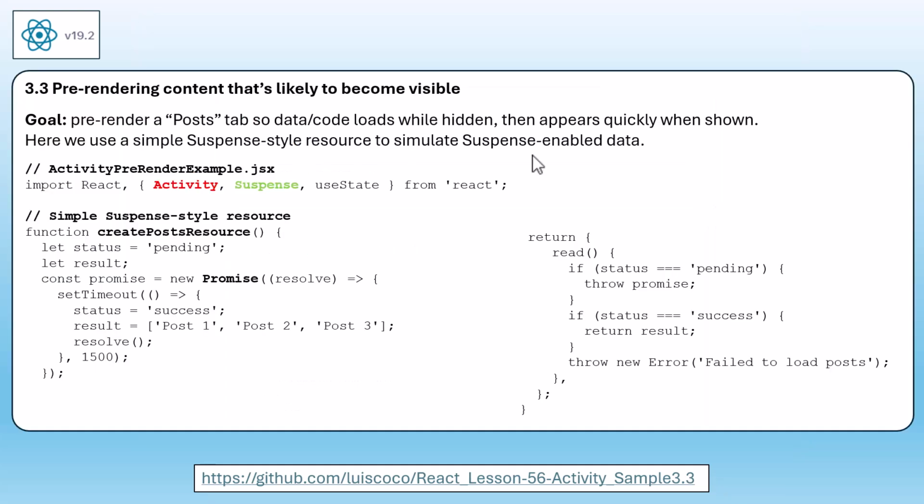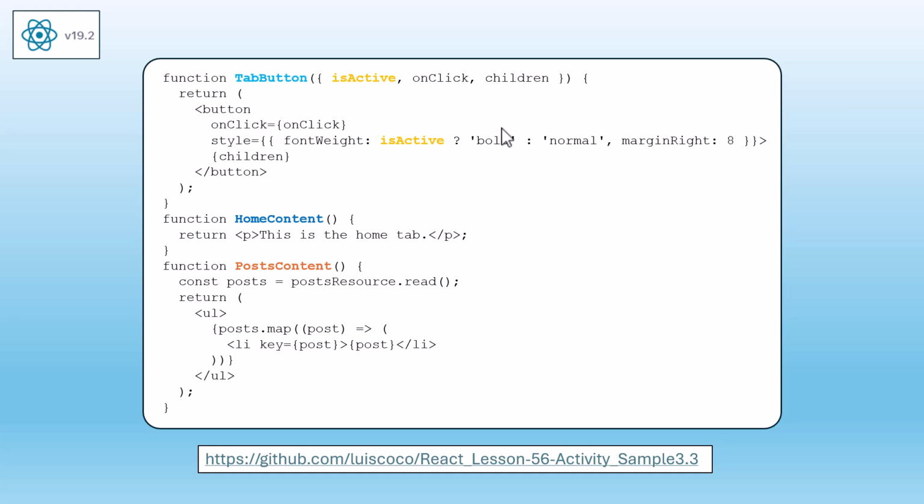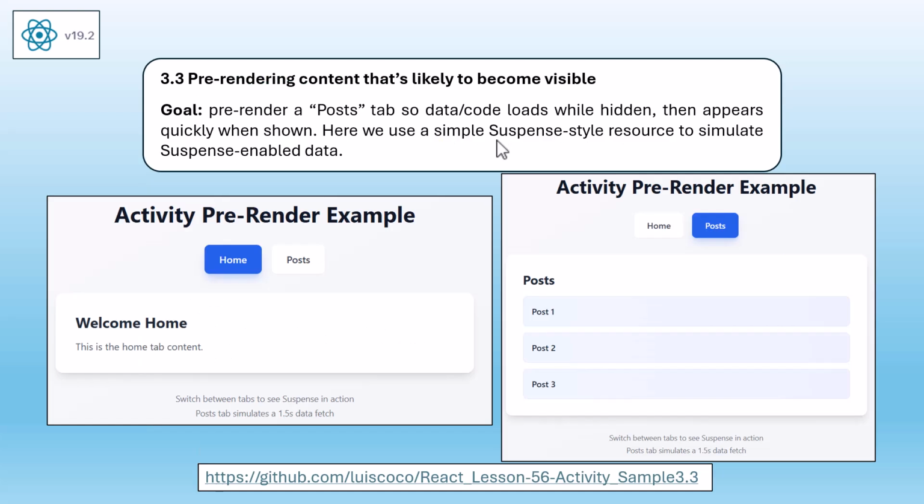3.3 Pre-rendering content that's likely to become visible. Another powerful use of activity is preparing content ahead of time. When an activity is hidden during its initial render, React creates its structure but doesn't mount effects. The content is invisible but pre-rendered. This means that as soon as the boundary becomes visible, the content loads almost instantly because any heavy work, like loading component code or initiating data requests supported by suspense, has already started. This technique is great for pages where the user is likely to interact with certain content soon, allowing for faster transitions without visible delays.